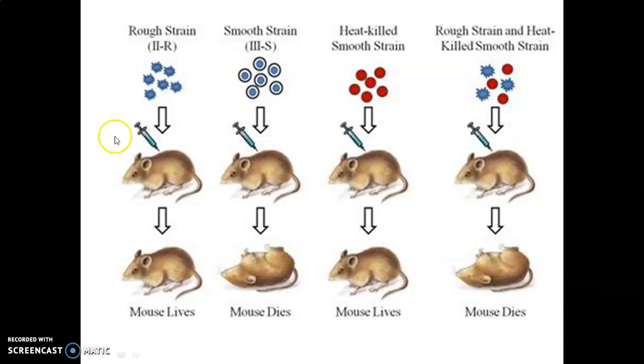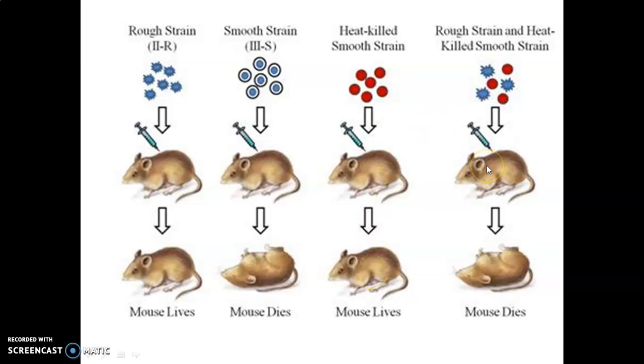Observe his experiment. R strain, mouse lives. S strain, mouse dies. That is the first condition. Then the second condition. What is the second condition? Heat-killed S strain. With normal S strain, the mouse dies, but with heat-killed S strain, the mouse lives.